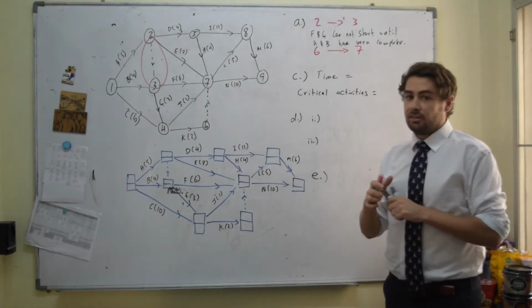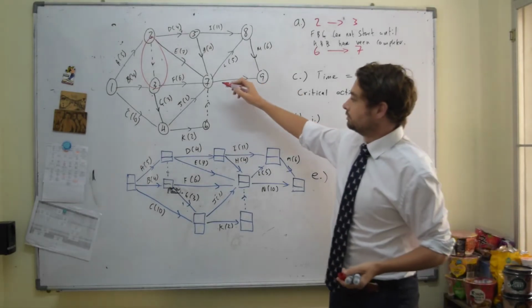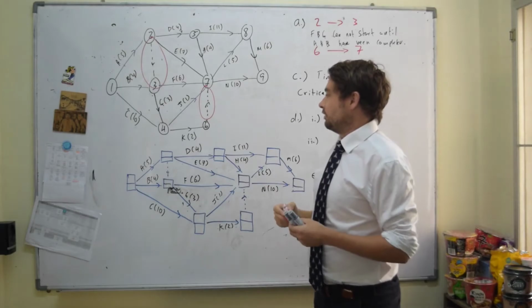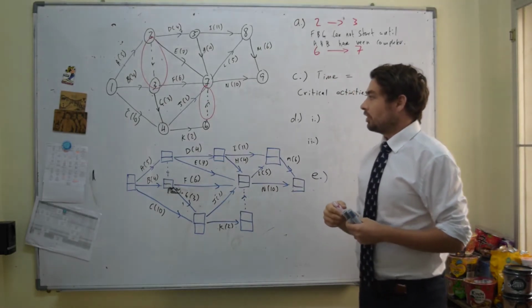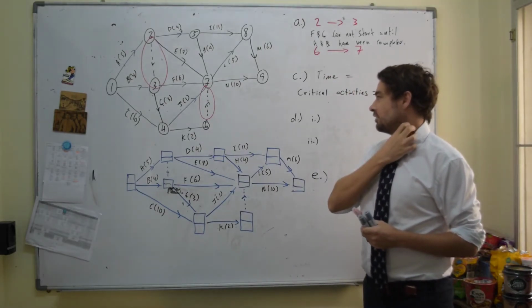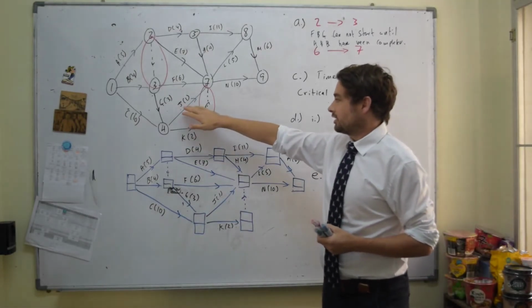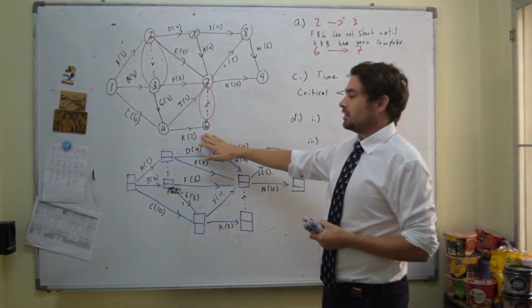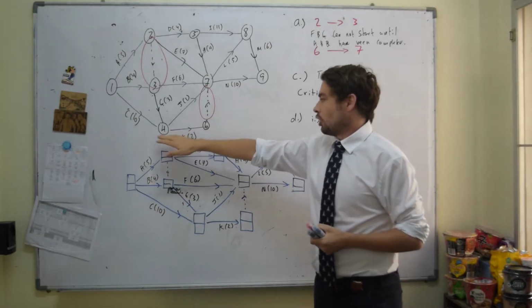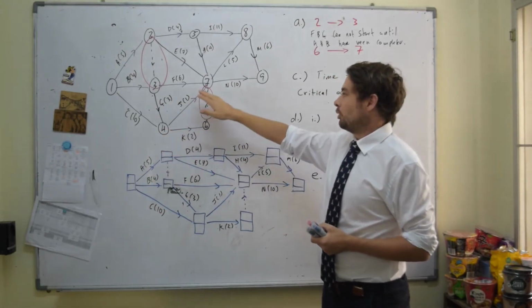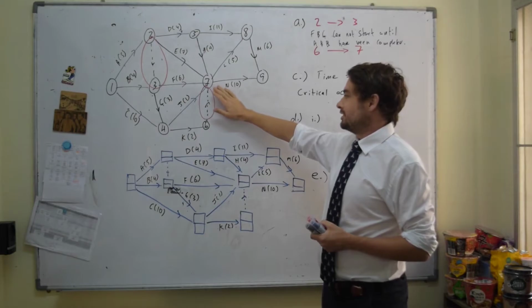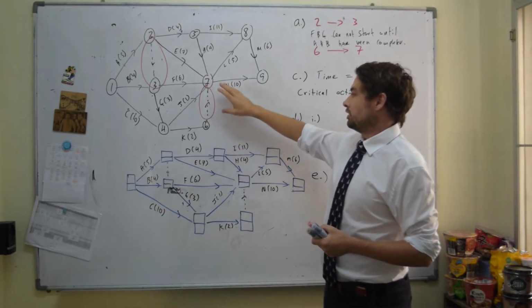The next dummy activity is this one here, from 6 to 7. So looking at this one, let's look what leads to there. We've got activity J and activity K. Now both of these are going from event 4. Both of these are leading to event 7. And there's nothing in between.